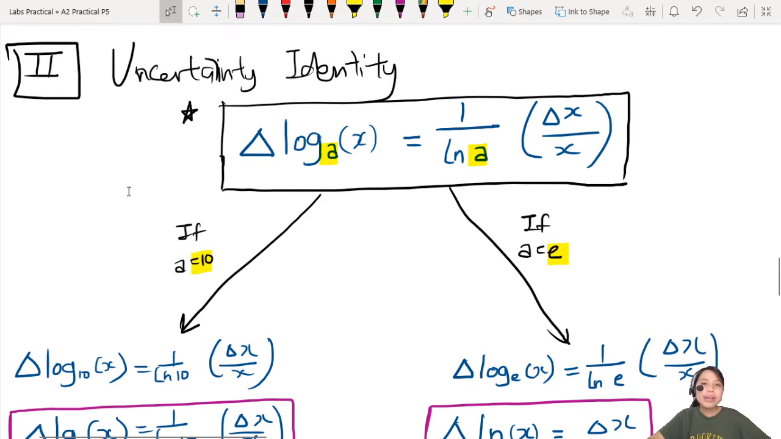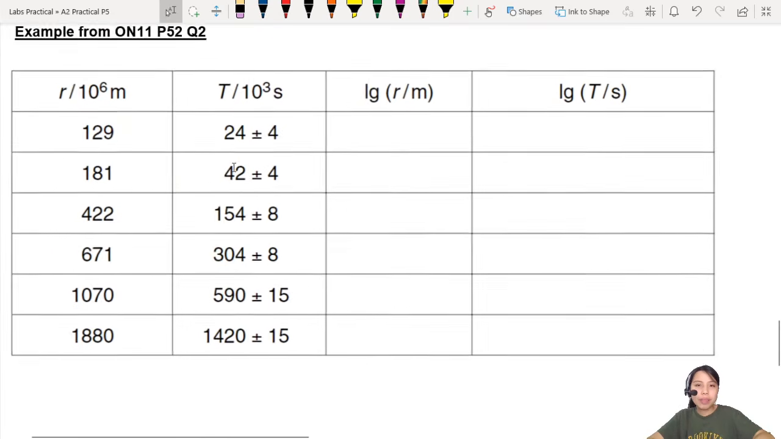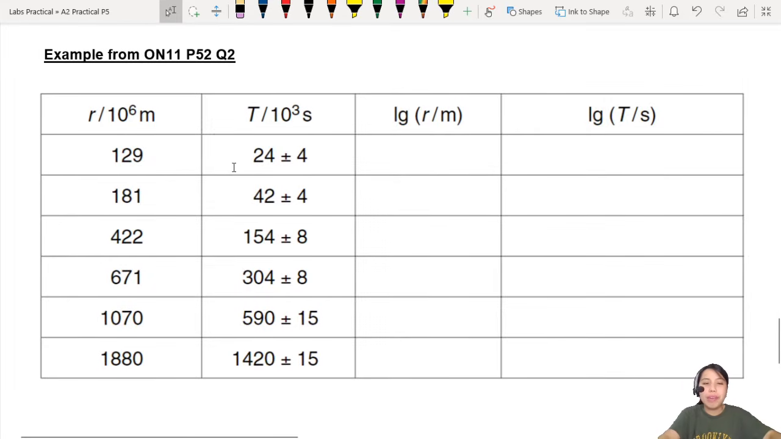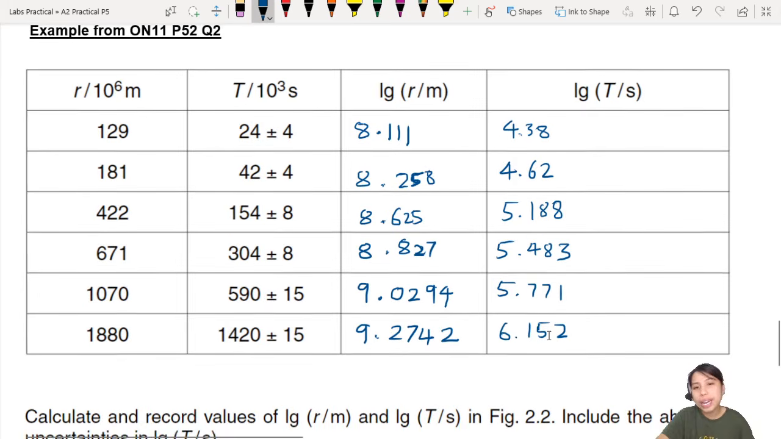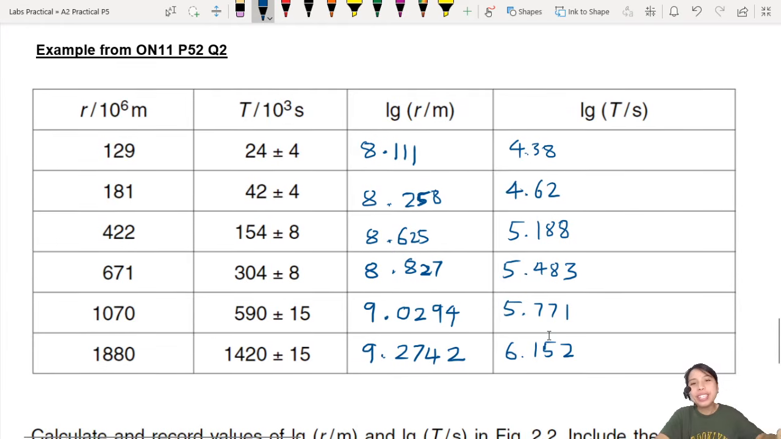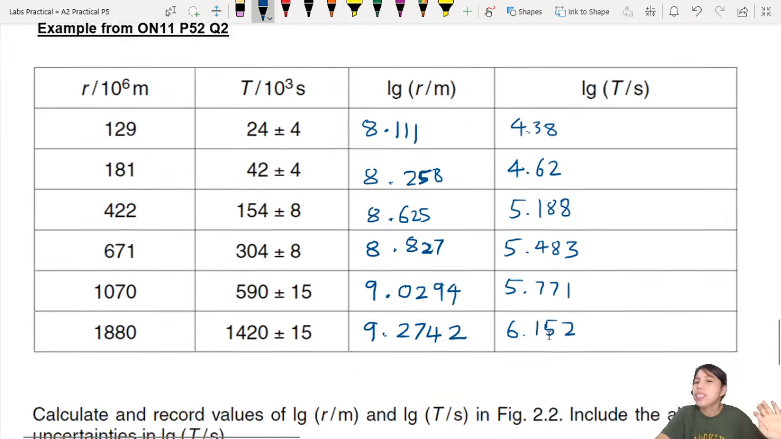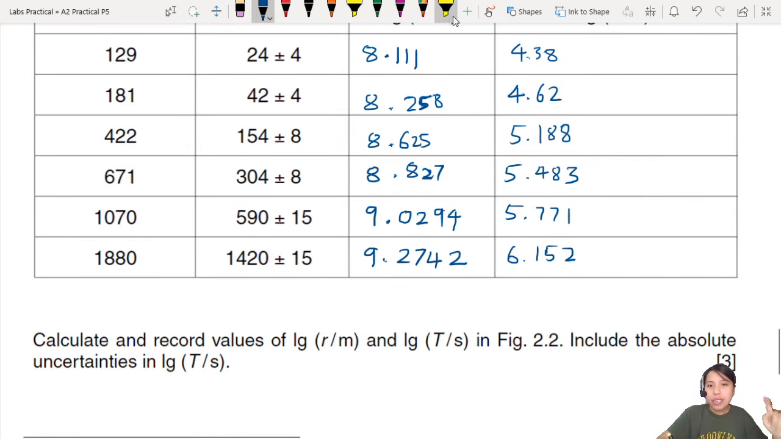Okay? So let's look at an example of applying this uncertainty identity in this question. I didn't write the values, so let me write them now. This is from the question before. We have already looked at how we got these values calculated, and the convention, the special case for logs. Now, what are we supposed to find uncertainty for? Yes, circle or underline: include the absolute uncertainty for log of t, time.